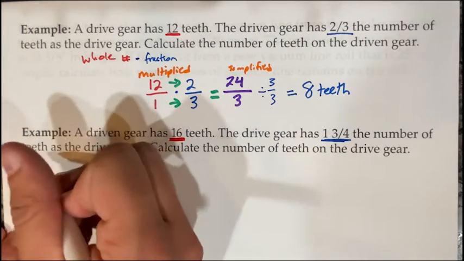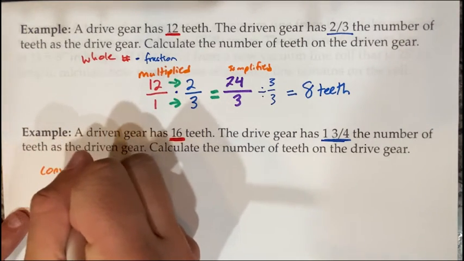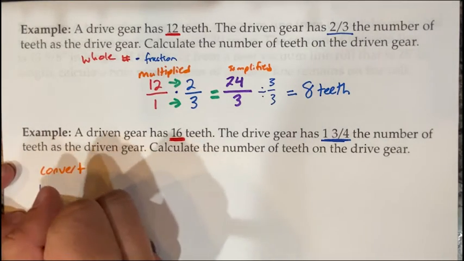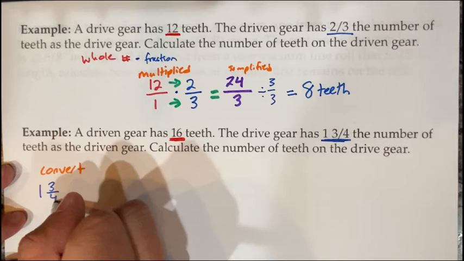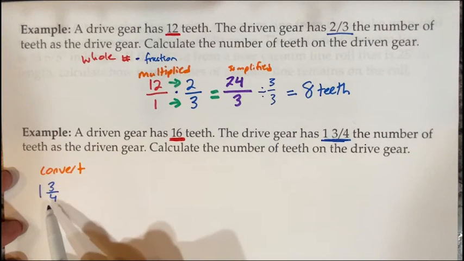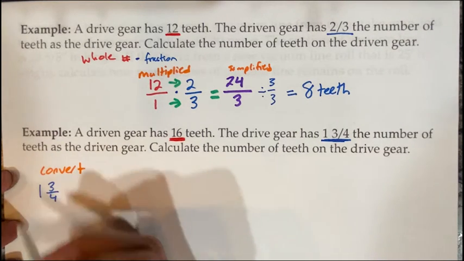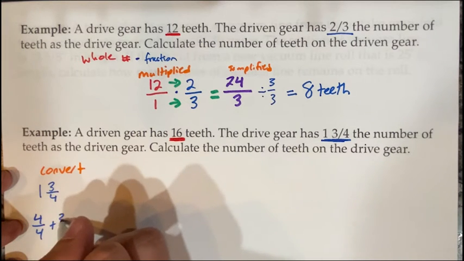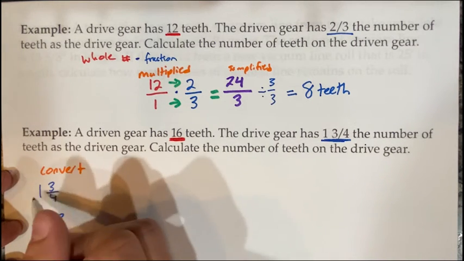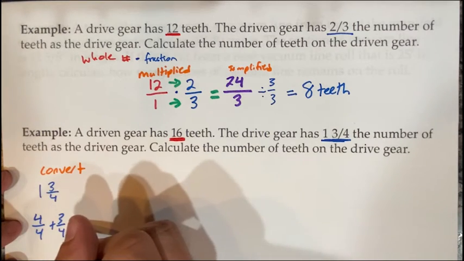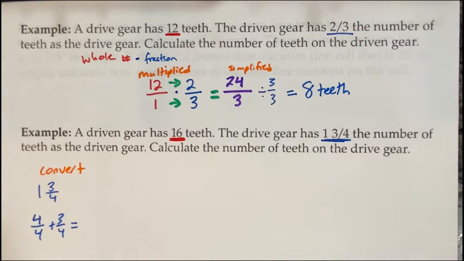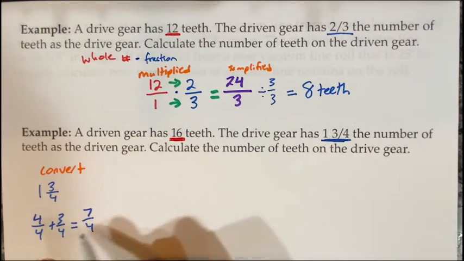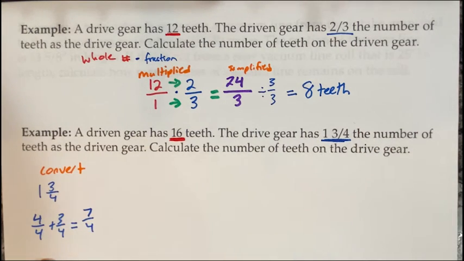So first, we're going to convert. We're going to take 1 3/4. And we know that when we say 1 3/4, we really mean 4 over 4 plus 3 over 4. Because there's our 1 and here's our 3/4. And that gives us an answer of 7/4. So 1 3/4, 7/4.